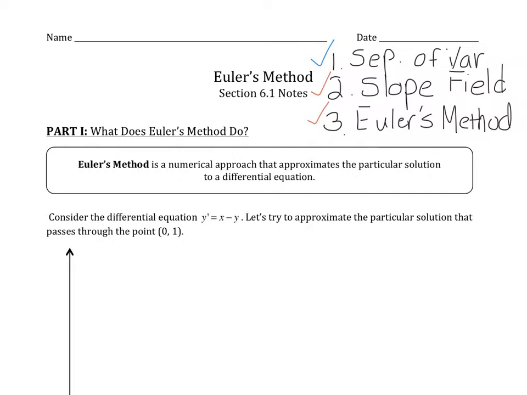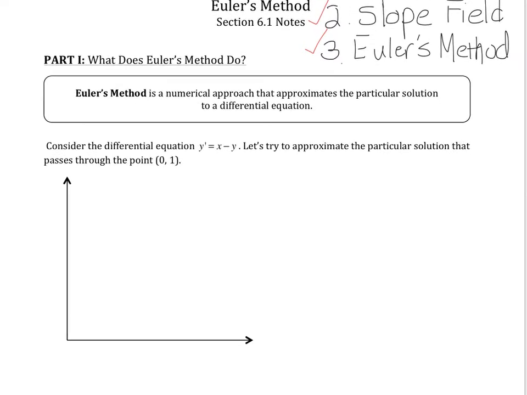So a slope field and Euler's method are really just approximations for the solution to a differential equation. But hey, the question is always, how accurate do we need it? So if it's accurate enough, it's good enough for us. All right, so let's get to it.